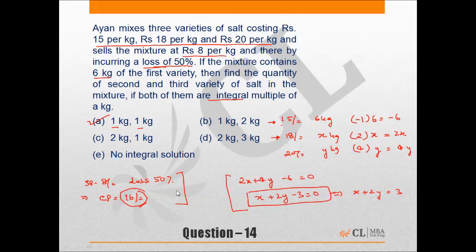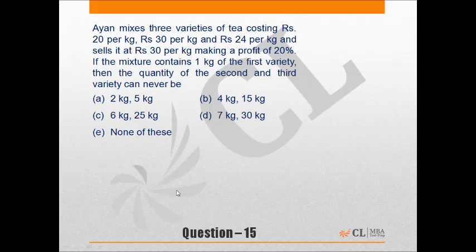Let's go to the next question now. Question 15. Oh, we have Iron again coming back to us. Iron mixes 3 varieties of tea costing rupees 20, 30 and 24 per kg and sells the mixture at 30 per kg, making a profit of 20%.